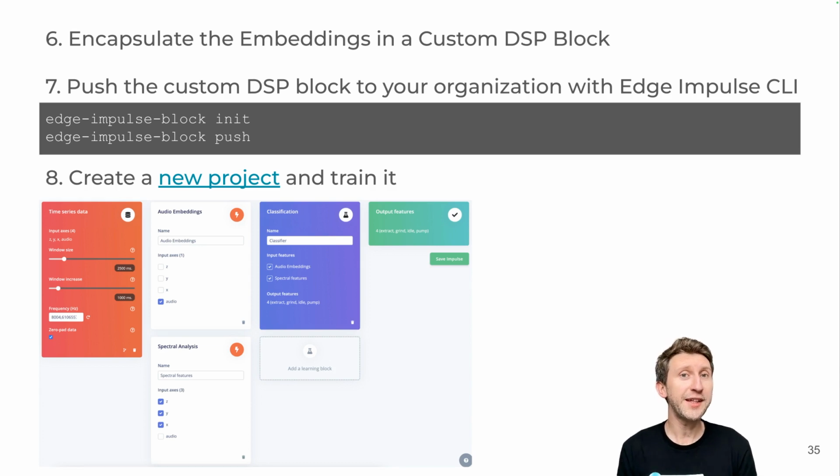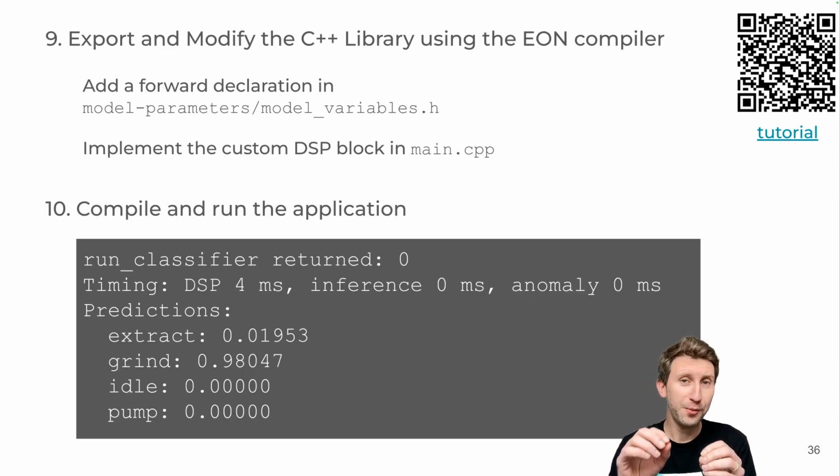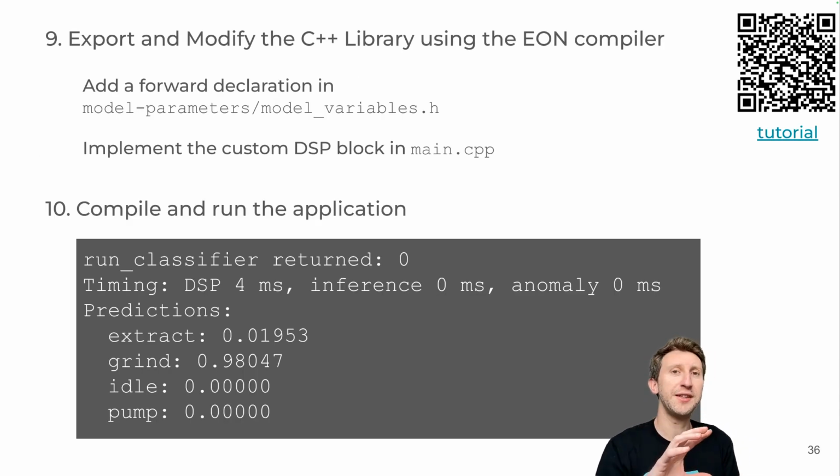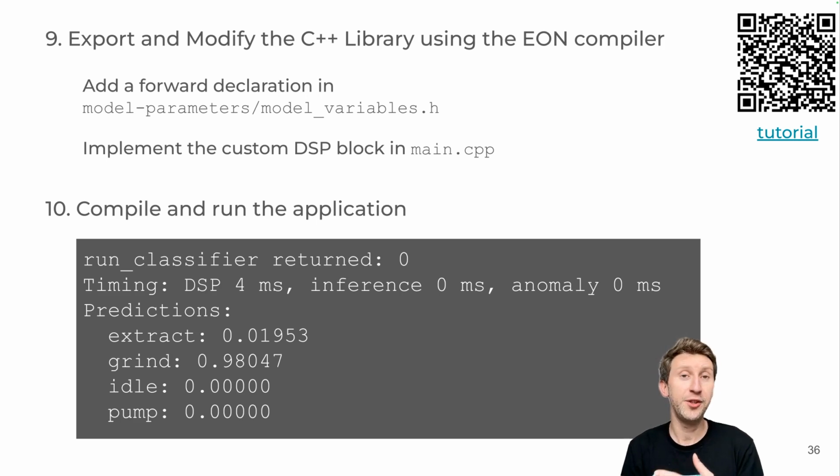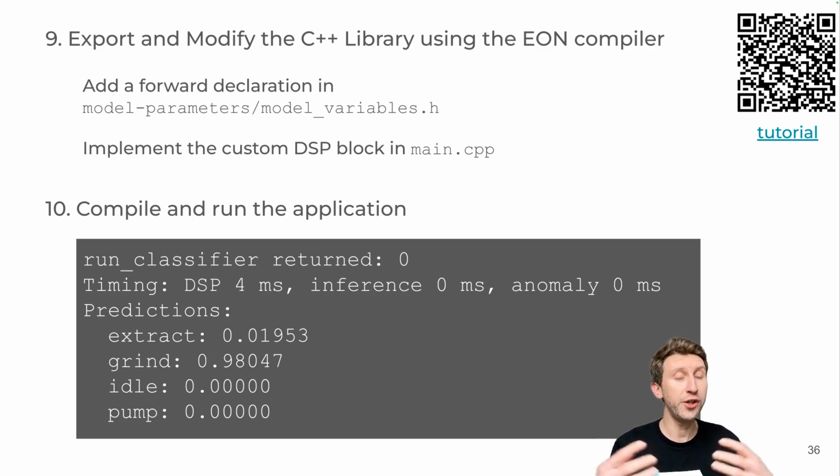Then you need to create a second project to combine the two together and train it. Finally, you need to modify slightly the exported C++ library. You need to compile it with the EON compiler. It can work with the default TensorFlow Lite. The modification that we need to make can be different, so it's not covered in the tutorial. And then you can compile and run the application, and you have more information to feed to the neural network, so the predictions will very likely be more accurate.